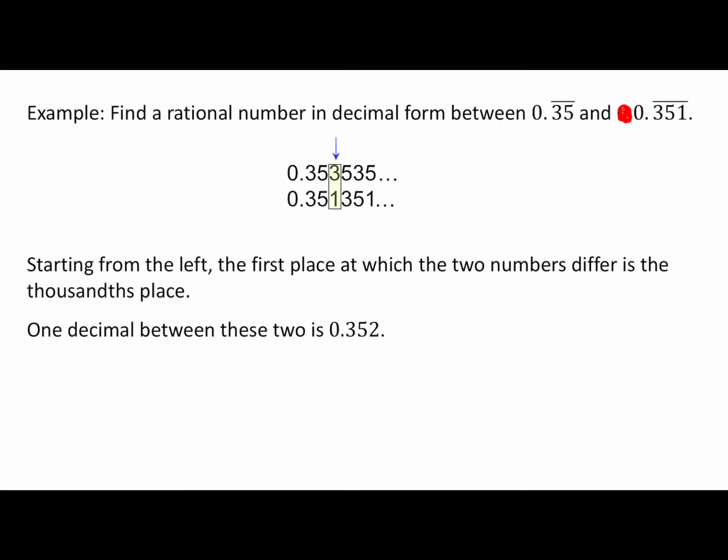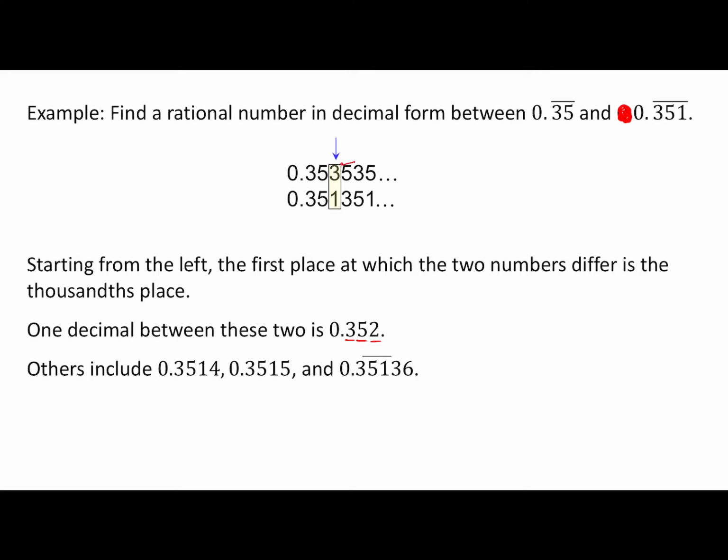And so I can take a number between those two numbers. In this case, I've got 3 and 1, so 2 is between those. So I'm going to do 0.35 and then 2. Now, that's not the only way I could have done that.